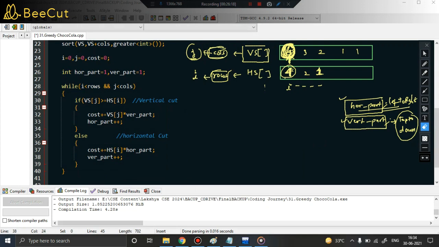I'll repeat once again for the last time. After sorting, we have these elements. I'll keep the i pointer here and the j pointer here. I'll compare this element with this element. If I find that this element is greater than or equal to this element, it means I'm going to perform a vertical cut.